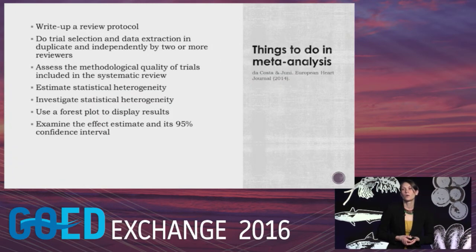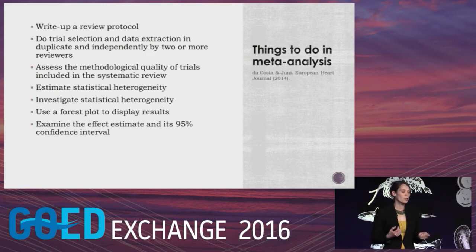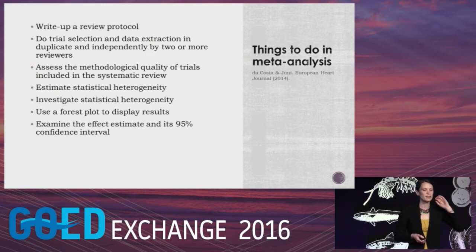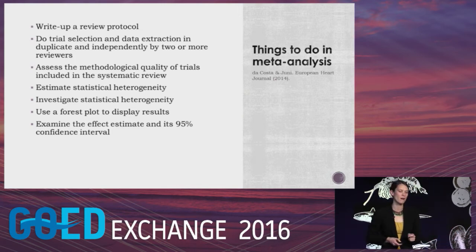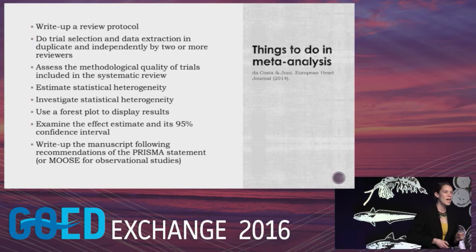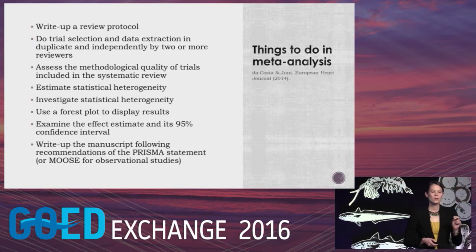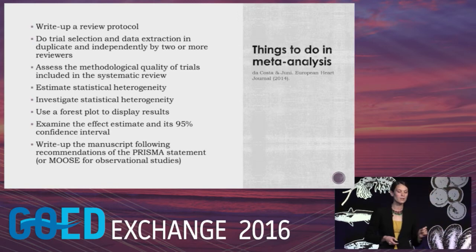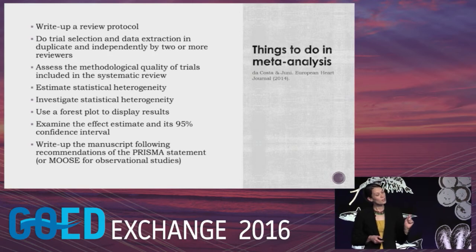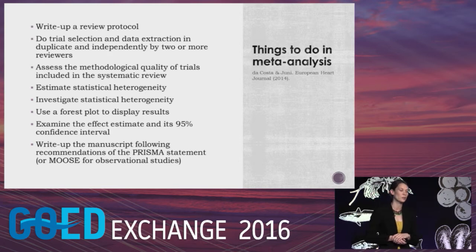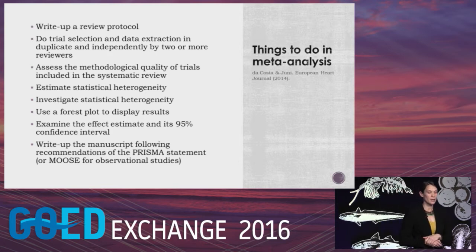Next, you want the authors to examine the effect estimate and its 95% confidence interval. Those should always, always, always be included. Okay, that 95% confidence interval should be included. And the manuscript should be written up using the recommendations of the PRISMA statements, or MOOSE if it's observational, if you're doing a meta-analysis on observational studies. So there's guidelines for how these should be conveyed to the public.